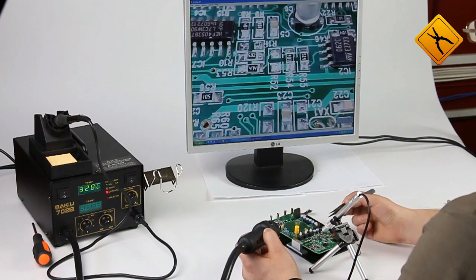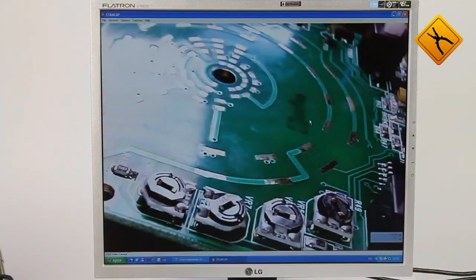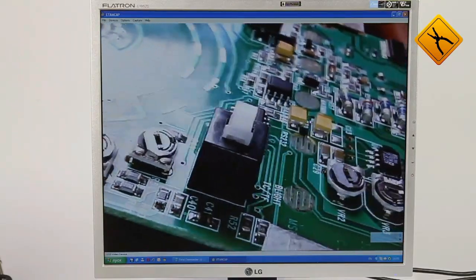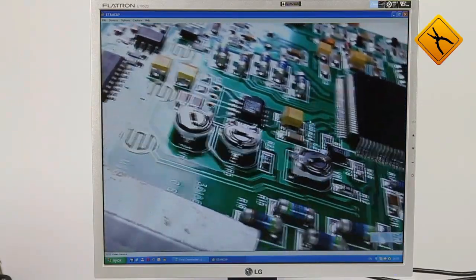However, make sure to adjust the screen resolution to 640 by 480, otherwise some delays may occur. They may also be caused by a computer which is not powerful enough.